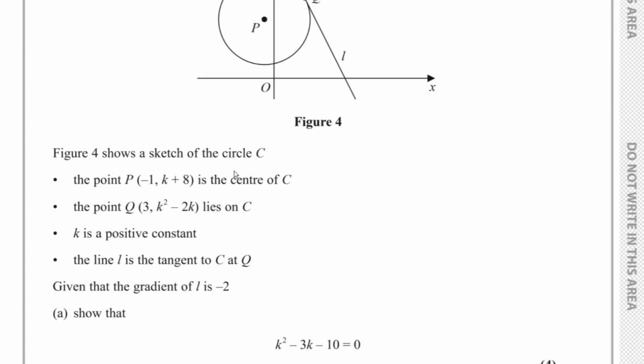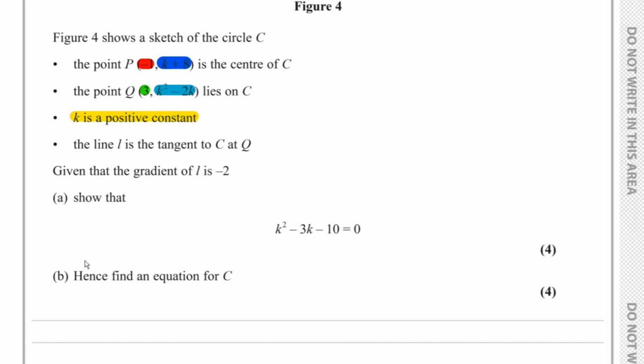Figure 4 shows a sketch of the circle C, the point P with x coordinate -1 and y coordinate k plus 8 is the centre of C, the point Q with x coordinate 3 and y coordinate k squared subtract 2k lies on C, k is a positive constant, the line L is a tangent to C at Q, given that the gradient of L is -2. Part A, show that k squared subtract 3k subtract 10 equals 0.